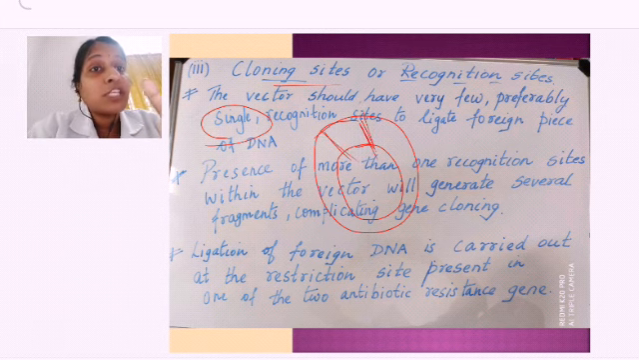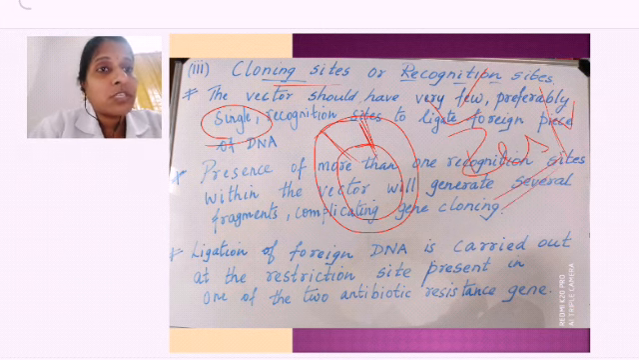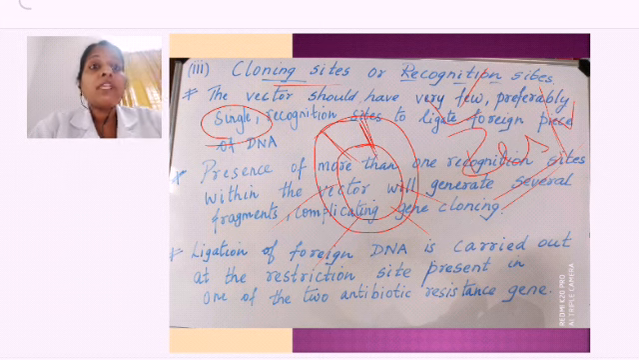Why should this recognition site be one? It should not be many, because if I am adding a restriction enzyme, and this vector has many cloning sites for this restriction enzyme, then what will happen? The enzyme will go and make a cut in many places, isn't it? So sticky ends will be created in many places. Now it will lead to confusion.